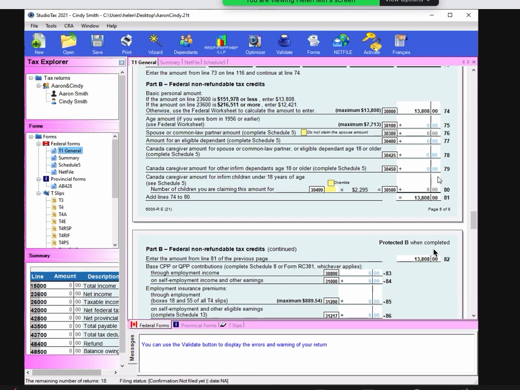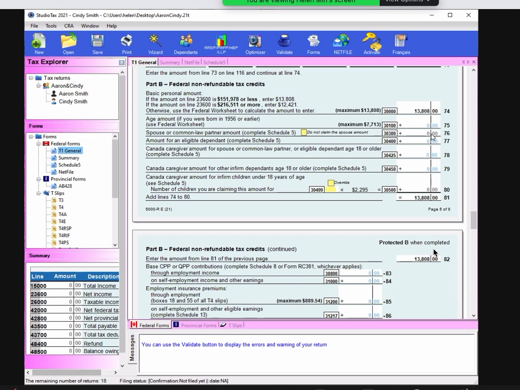So now I'm talking about the Canada caregiver amount for the other infirm dependent, age 18 and older. What is other infirm dependent? For example, my father. My father has dementia, so he's infirm, right? Anything infirm is connected to caregiver. But my father, I cannot put as an eligible dependent.